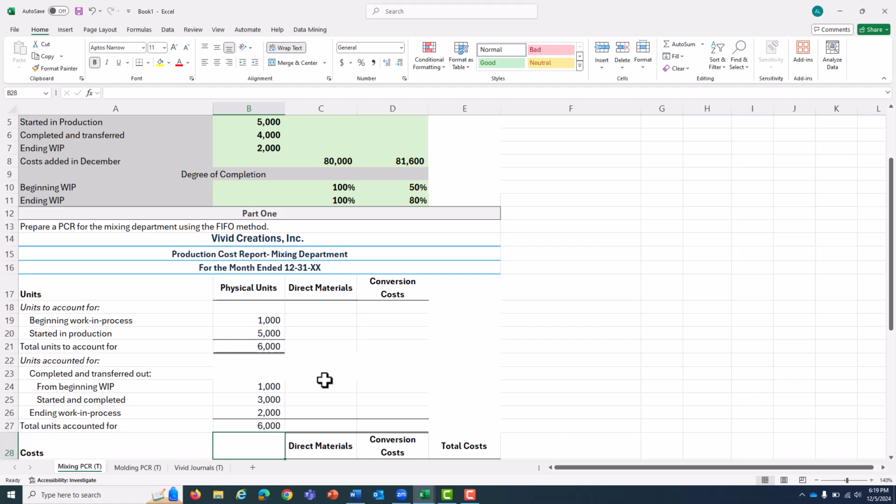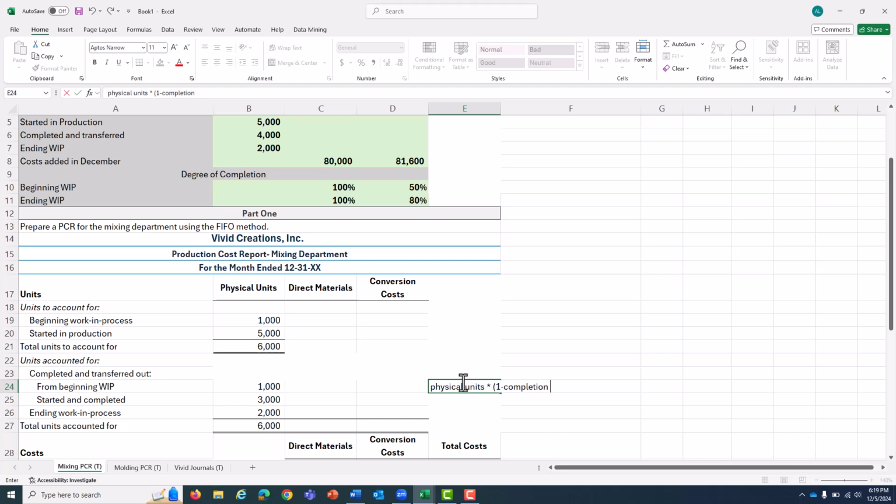So what you're going to say is, we'll do beginning WIP first. For beginning WIP, how many units could we have made start to finish for the cost that it took us to complete these units the part of the way that they needed to be completed? For beginning WIP, what you're really looking for is not what was the beginning percentage, but how much did you have to add to that to get to 100% to complete those units. And that formula right here is just physical units times 1 minus the completion percentage for beginning WIP.